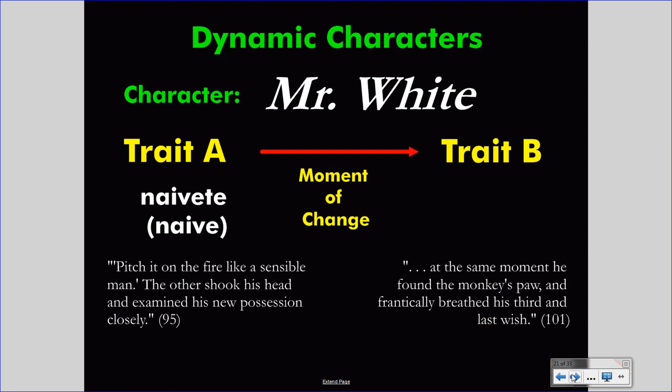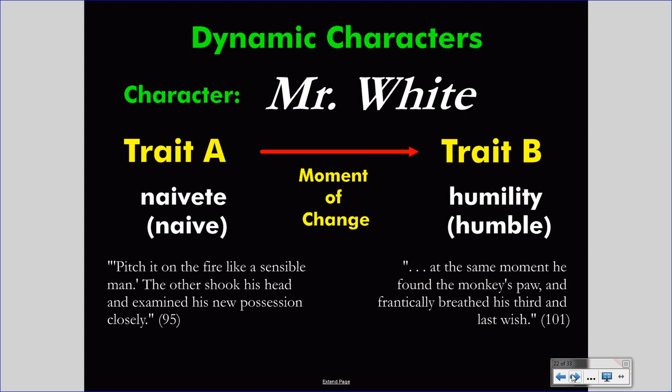Later in the story, we see that he does understand the magnitude of his actions, and he tries to wish away his son before his son, a shambling zombie, enters the house. At the same moment, he found the monkey's paw and frantically breathes his third and last wish. Mr. White now understands fate, understands his role in the world, and he has become humble. He has surrendered to fate and its power and realized that he cannot have his son back. He changes from naive to humble. He understands the world, and he understands his place in it.